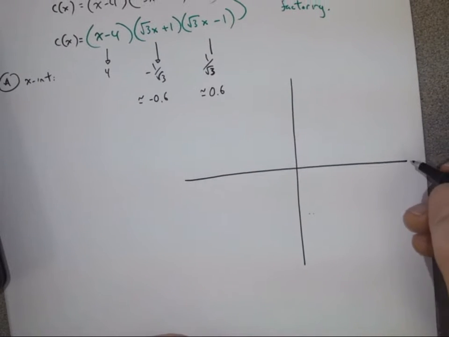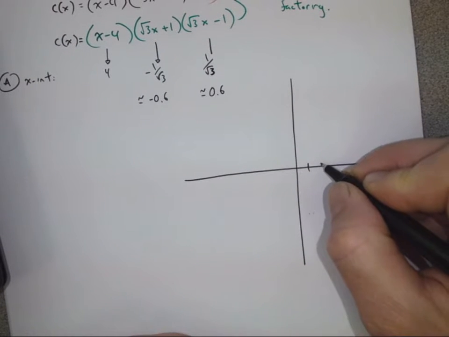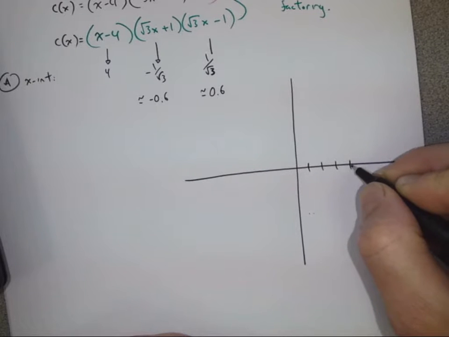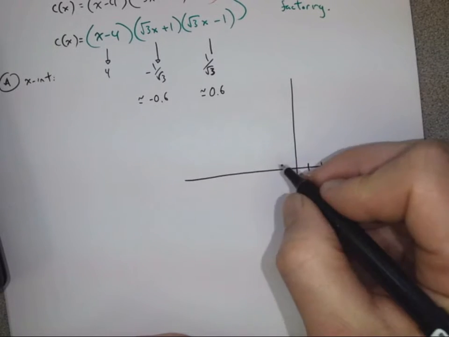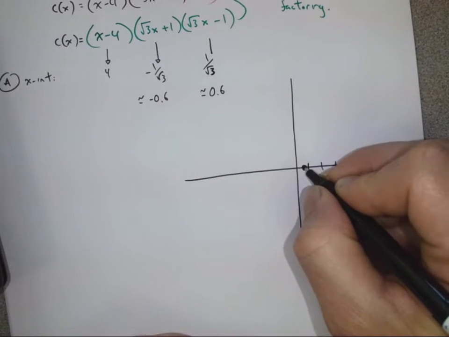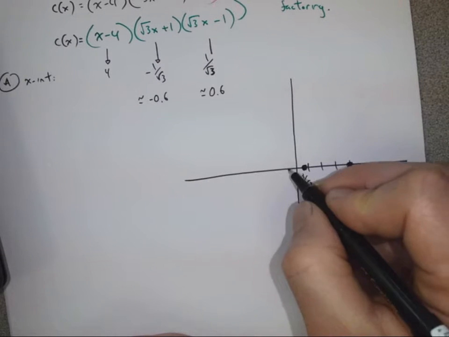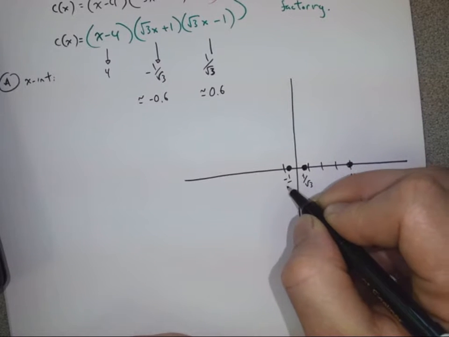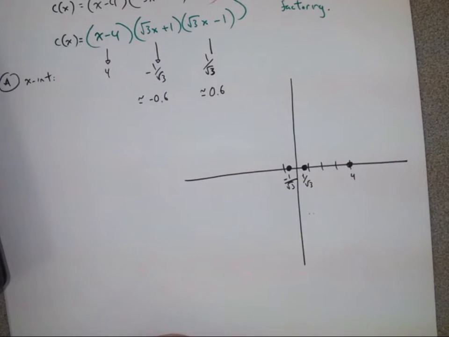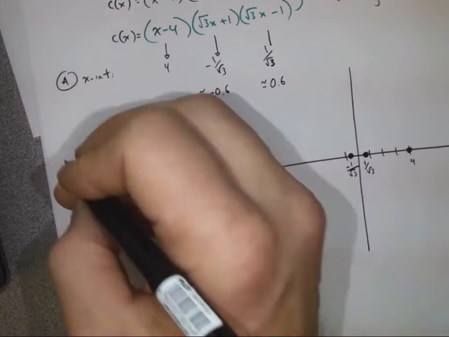Okay, so I'll sketch out 4 first. 1, 2, 3, 4. That's my root at 4. I'm going to have a positive 0.6, so it's 1 over root 3. And there's my negative 1 over root 3, like so. Okay, cool.